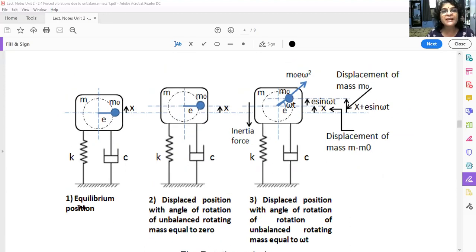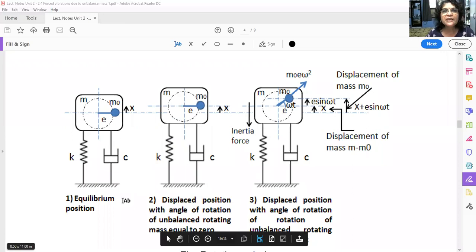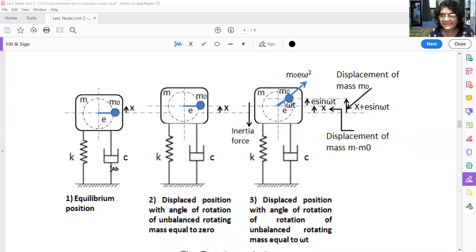In the first diagram, the system is in the equilibrium position. M is the total mass of the machinery, k and c are the spring stiffness and damping coefficient, and the unbalanced mass is here, of magnitude m0 at a distance e. So the system is now in the equilibrium position.